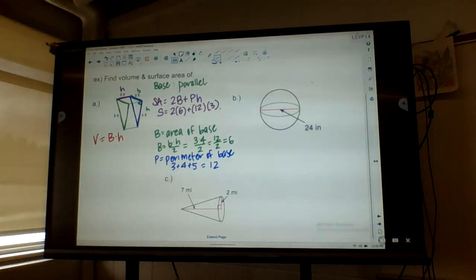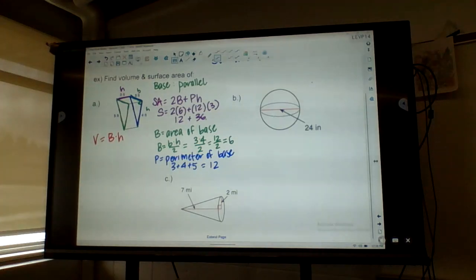And just make sure you're doing things in the right order. So you're multiplying, and then you're adding. So our surface area would be 48, feet squared. And then our volume would just be area of the base times the height. So 18.